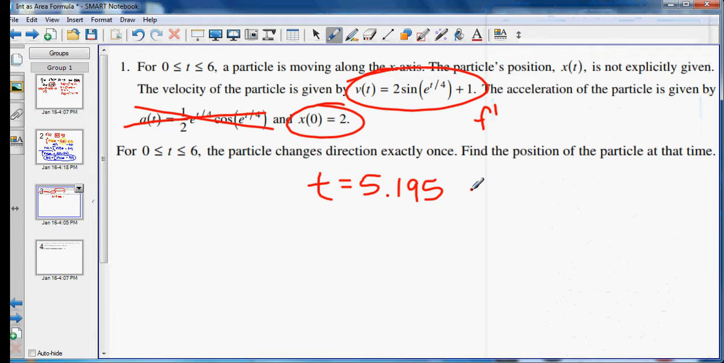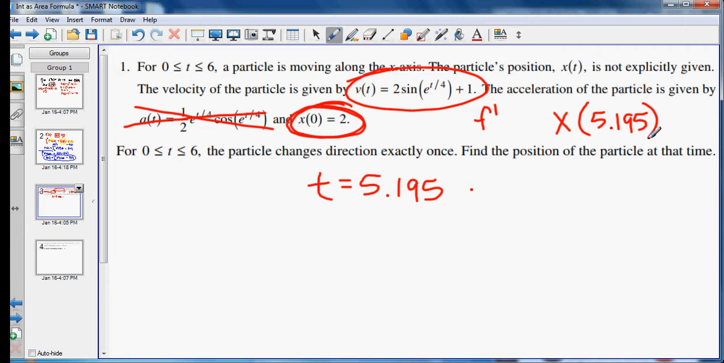Okay, so let's go back. That's worth reviewing, but the main part I want you to focus on is what's happening now. For 0 to 6, the particle changes direction exactly once. We found out that that happens at 5.195. Find the position of the particle at that time. So we have the velocity equation, that's the derivative. We know one point on the original: at 0 the position is 2. So we want to find the position at 5.195. So we're looking for x of 5.195.